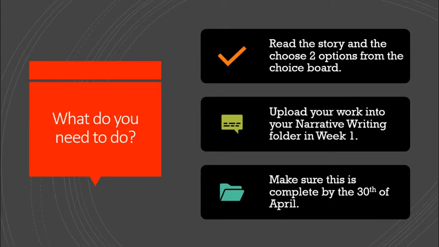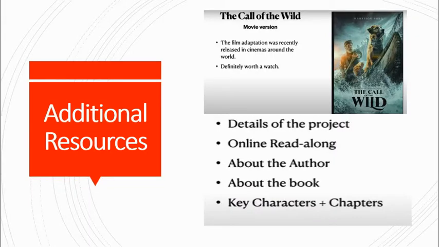So what do you need to do? First things first, you need to read the story. Then you need to choose your 2 options from the choice board. When you are finished with your work, you upload it into your narrative writing folder into week 1. The last thing you need to do is make sure that it is completed by the 30th of April.